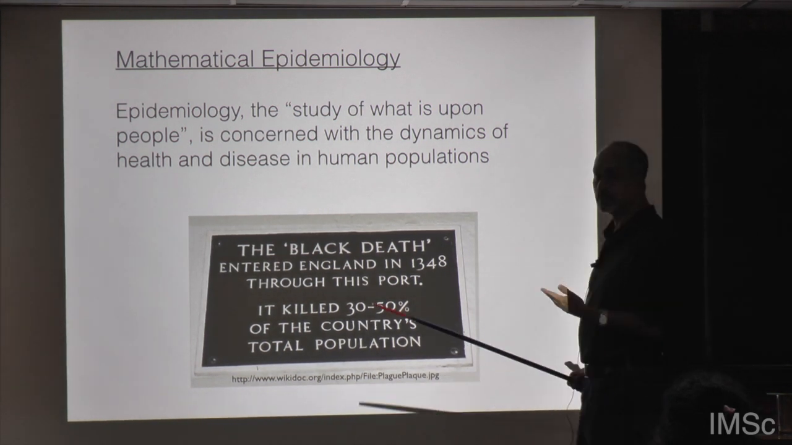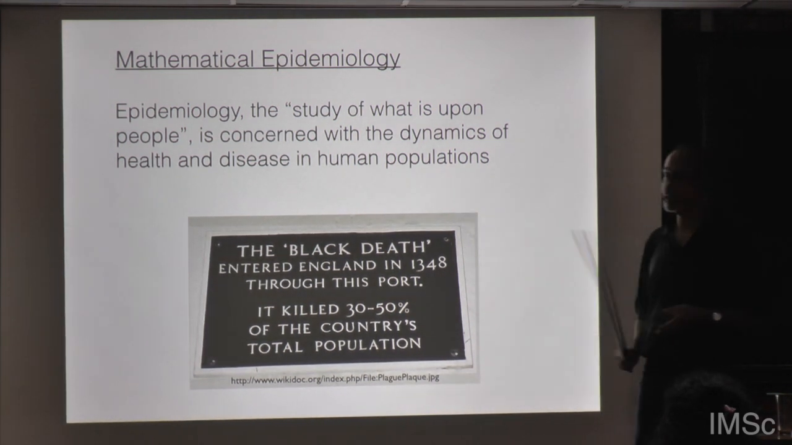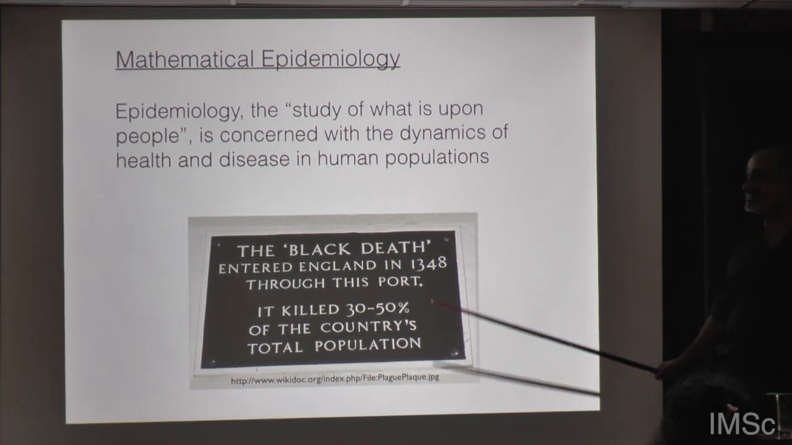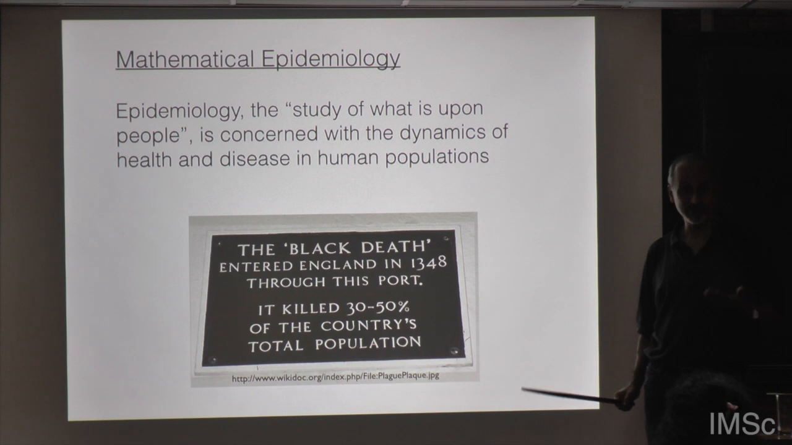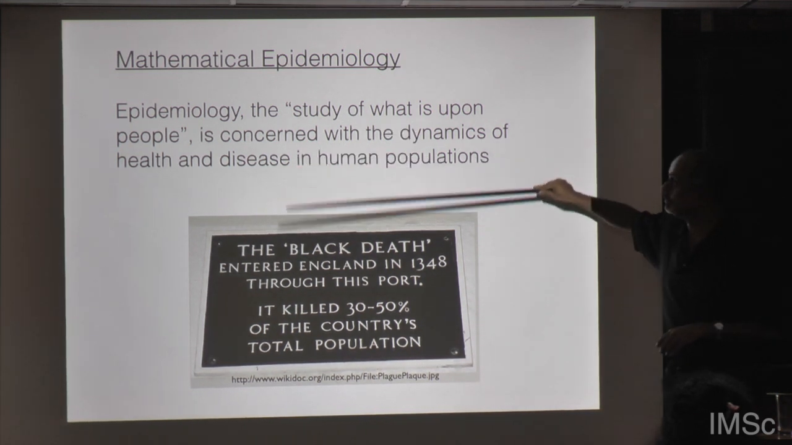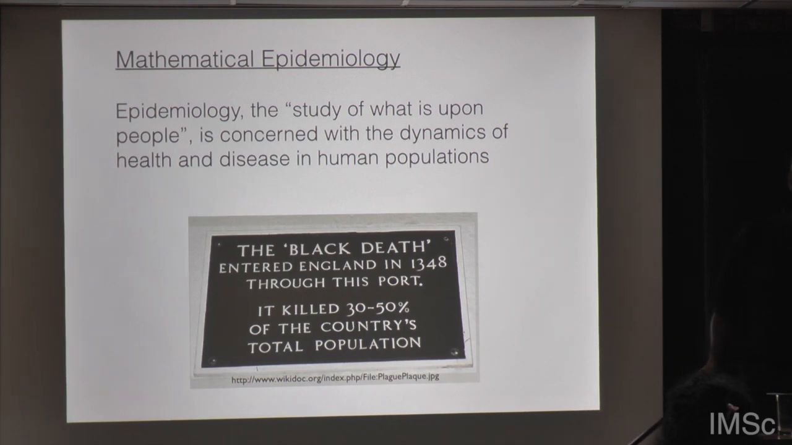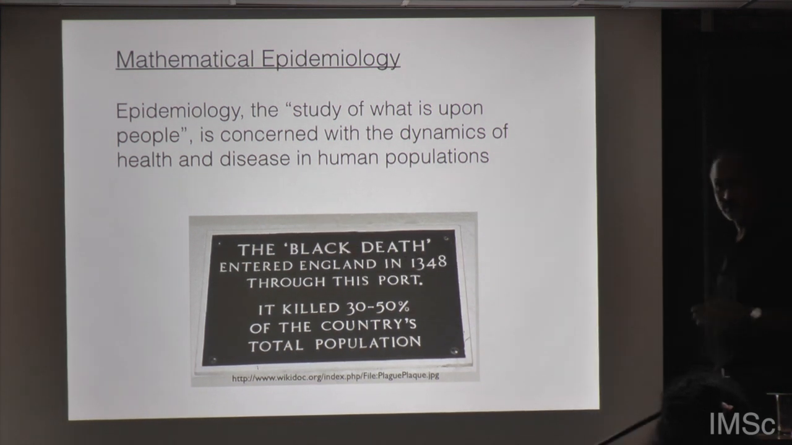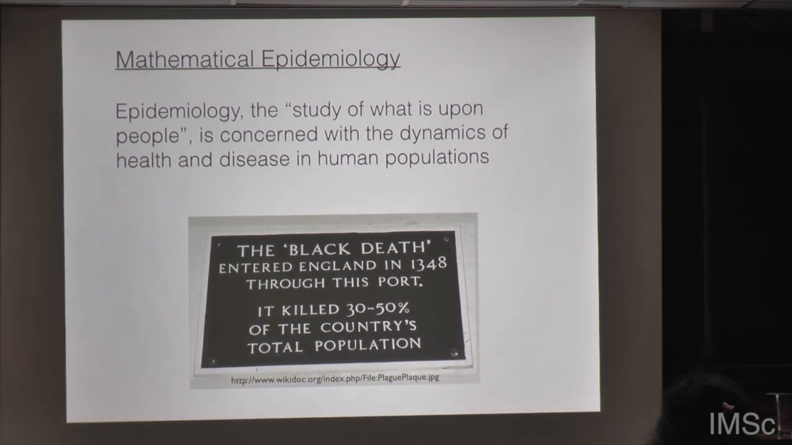So what we want to think about is a field called mathematical epidemiology. And the word epidemiology, epi means on, demos means people. These are old Latin roots. This is the study of what is upon people, which is concerned with the dynamics of health and disease in populations. So here's an old plaque commemorating the plague, when the plague actually swept through the UK in 1348.